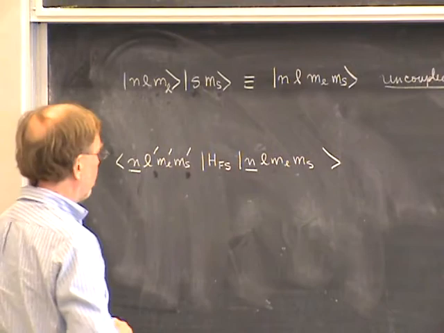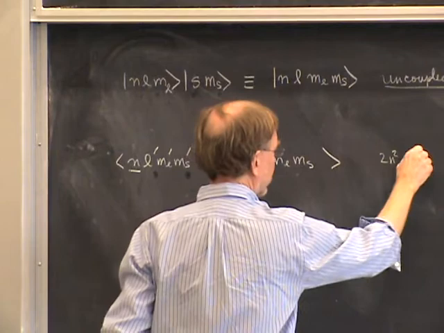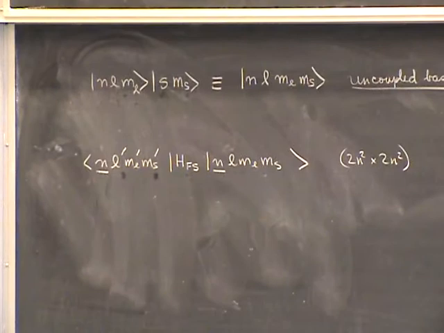This is going to be a 2n squared by 2n squared dimensional matrix, and we might be intimidated by diagonalizing such a big matrix. Before we get carried away with doing that, though, there are some rules I'd like to tell you about for setting up, in effect, choosing a good basis that saves labor.